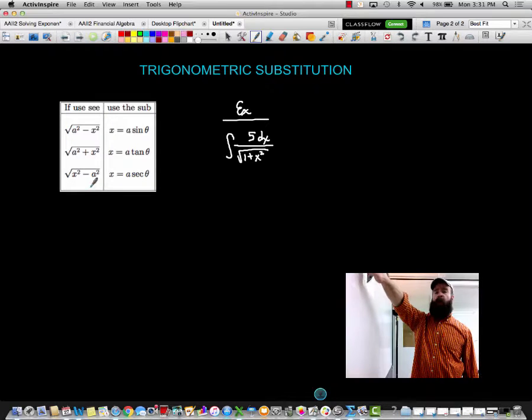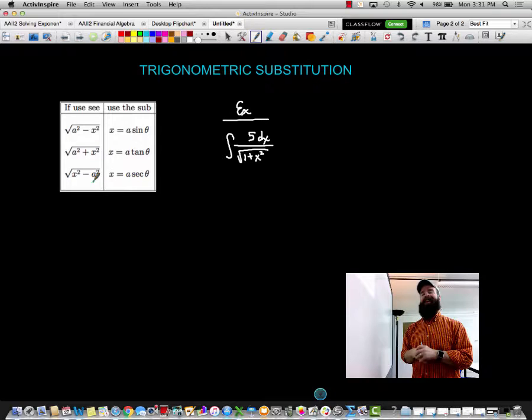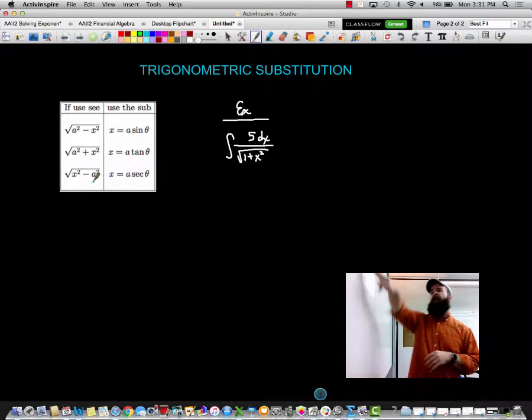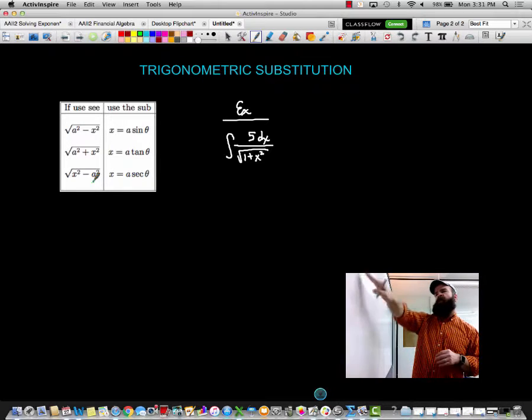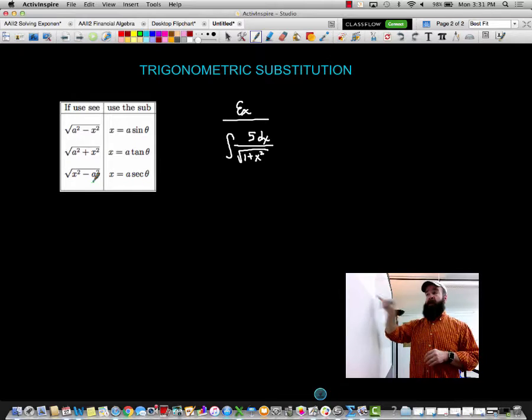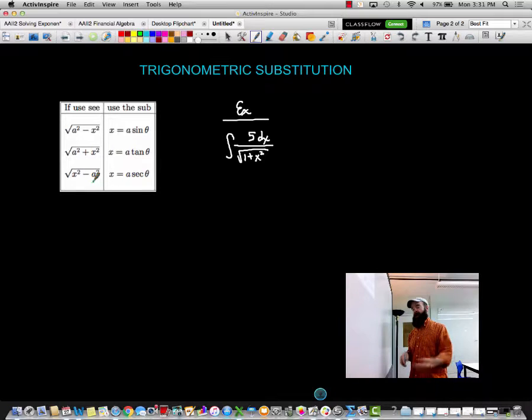Now here are the rules for substitution. If you have a square root of a number squared minus x squared, you substitute that number times sine theta. If it's the sum of a number squared and x squared, it's a tangent of theta. And if it's the square root of x squared minus the number squared, it's the number times secant theta. And we'll talk about why that is as we do this example.